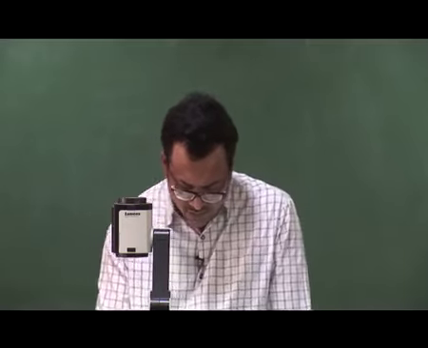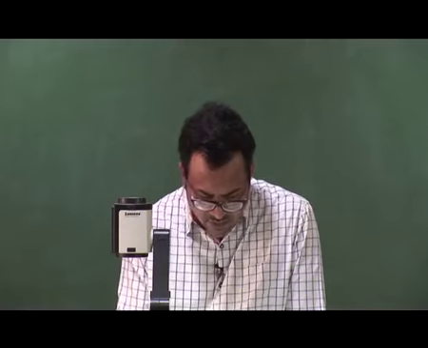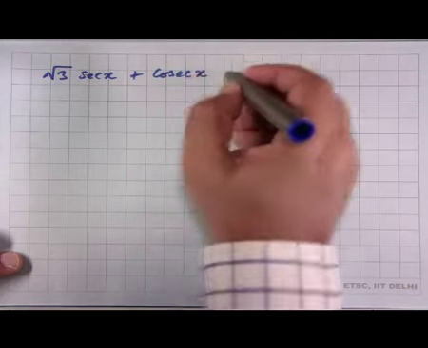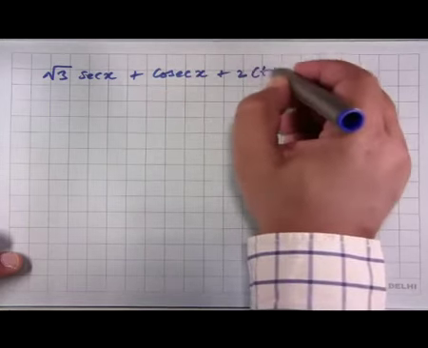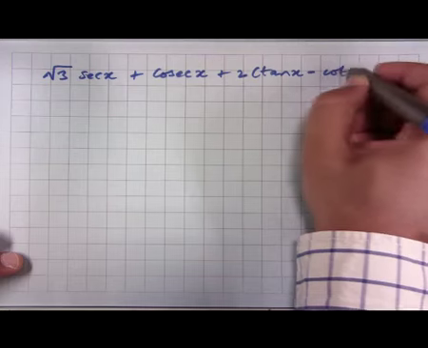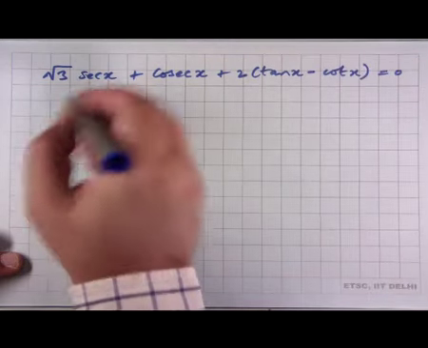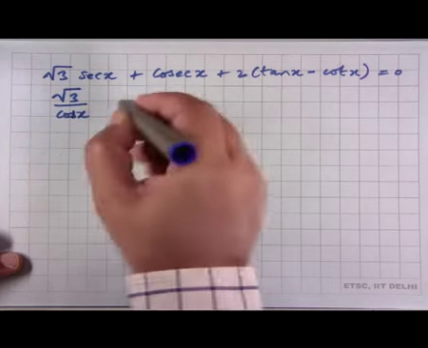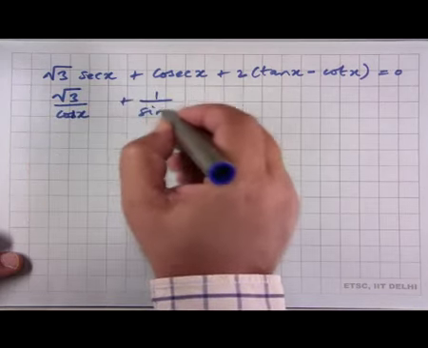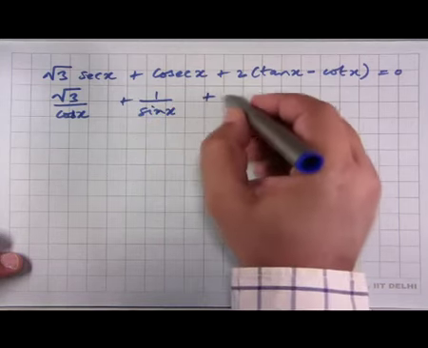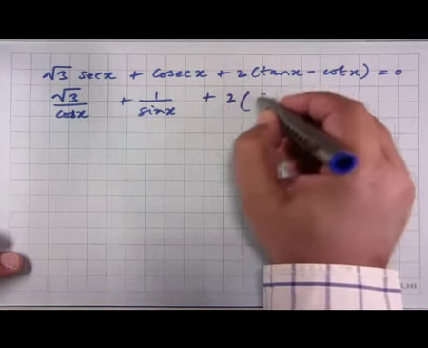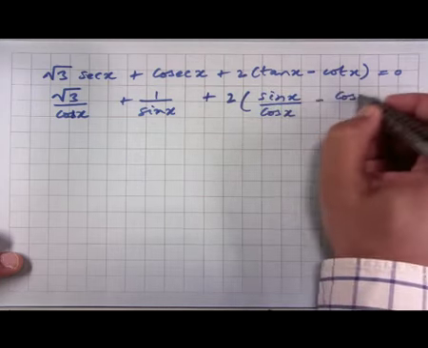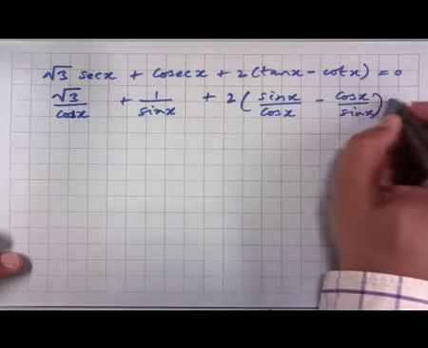So, starting we basically have that root 3 secant x plus cosecant x plus 2 times tan x minus cot x. So, this is the trigonometric equation, and this of course is root 3 over cos x plus 1 over sin x plus 2 times sin x by cos x minus cos x by sin x equal to 0.